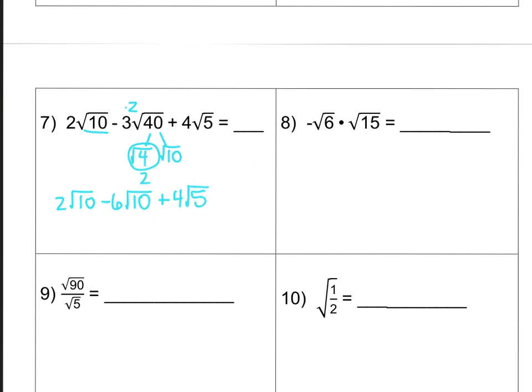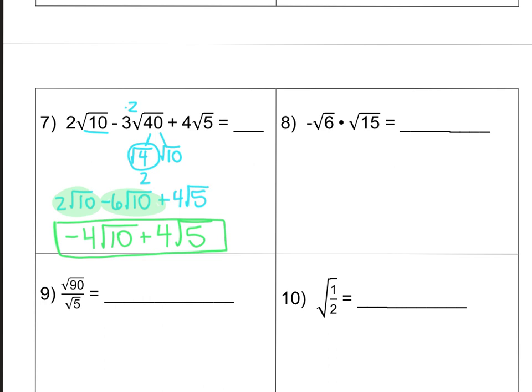So now I can combine my like terms. 2 square root of 10 minus 6 square root of 10 is negative 4 square root of 10, plus 4 square root of 5. And that would be my simplified answer.